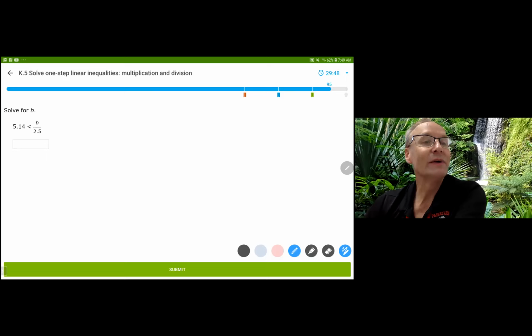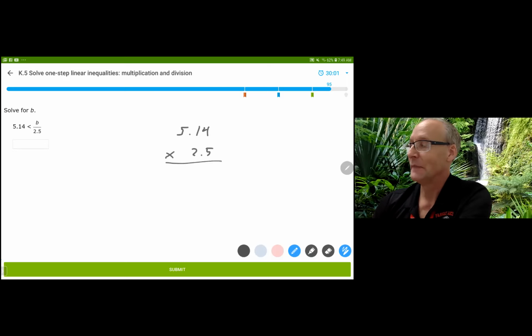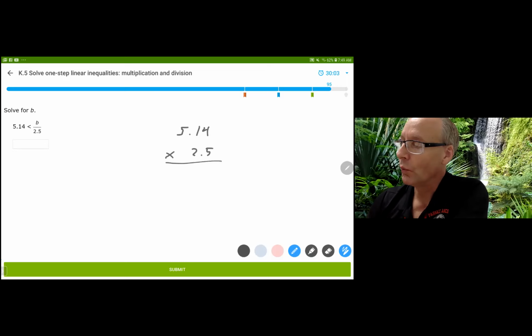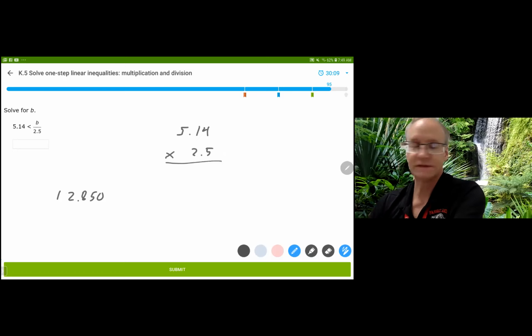I'm going to multiply by 2.5, and I'm going to do it on the side. 5.14 times 2.5. Oh, you know what? I'm going to use my trick. I'm going to use my multiplication trick. Let's see if I can do it. I am going to get 1, 2, 8, 50 with 3 decimal places. Let's see if I did it correctly. 12.85. And then I'll show you what I did.